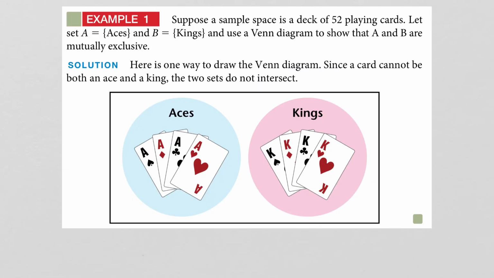So in our first example, suppose a sample space is a deck of 52 playing cards. Let the set A be aces, the set B be kings, and use a Venn diagram to show that A and B are mutually exclusive or disjoint. And so you can see that we have the set of aces. There are 4 aces. And then we have the set of kings. And obviously no card is both an ace and a king, which is why there's no overlap between the two sets. So these are clearly disjoint or mutually exclusive sets.